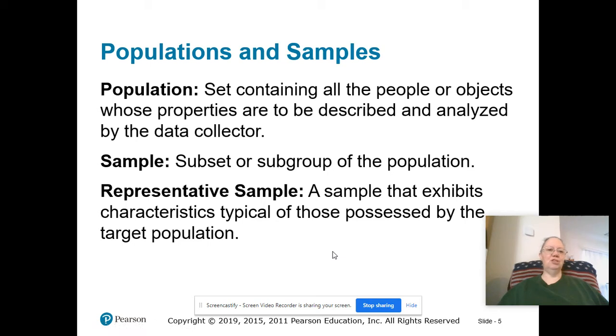So, a population, some more definitions. A population is a set containing all of the people or objects whose properties are to be described and analyzed by the data collector. So, for example, if we are talking about the students in a particular class, then the population would be the students in that particular class, which would be different from a population if we're talking about all of the students at CSN, then the population would be all of the students at CSN. A sample is a subset of the entire population, and a representative sample is a sample that exhibits characteristics typical of those possessed by the target population.